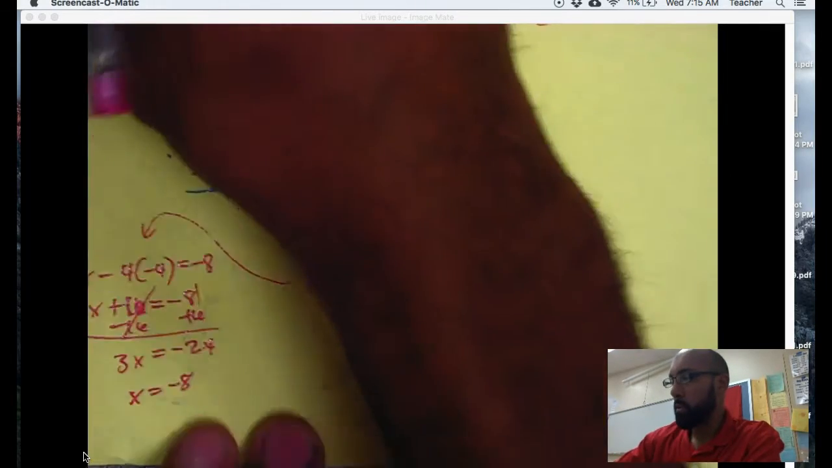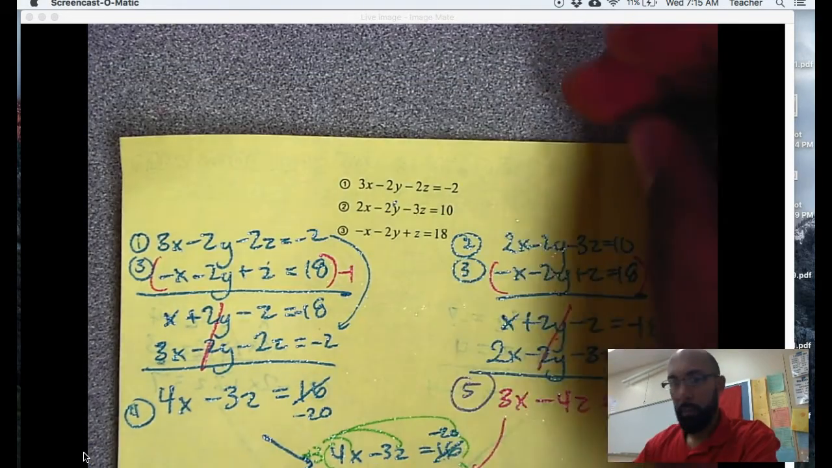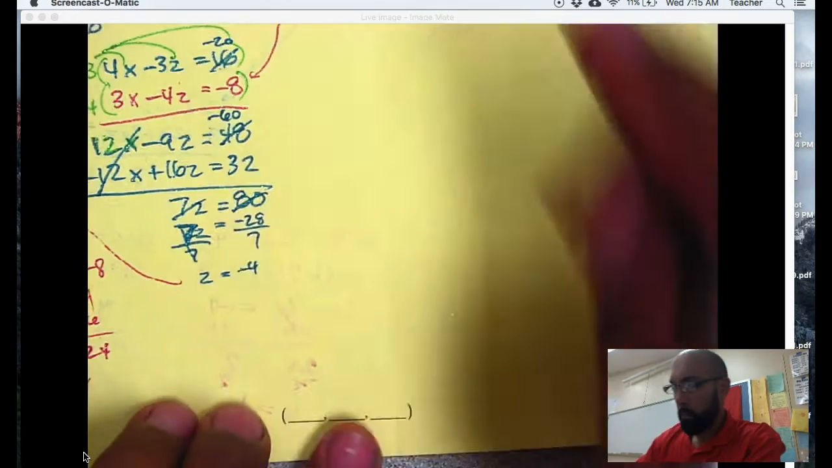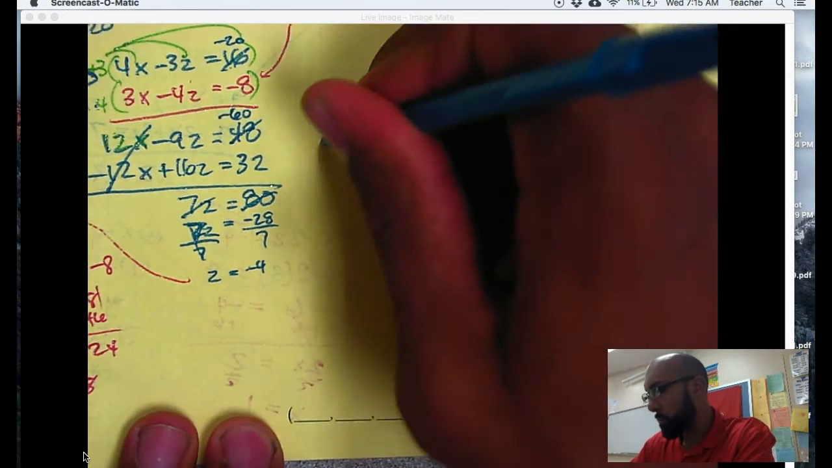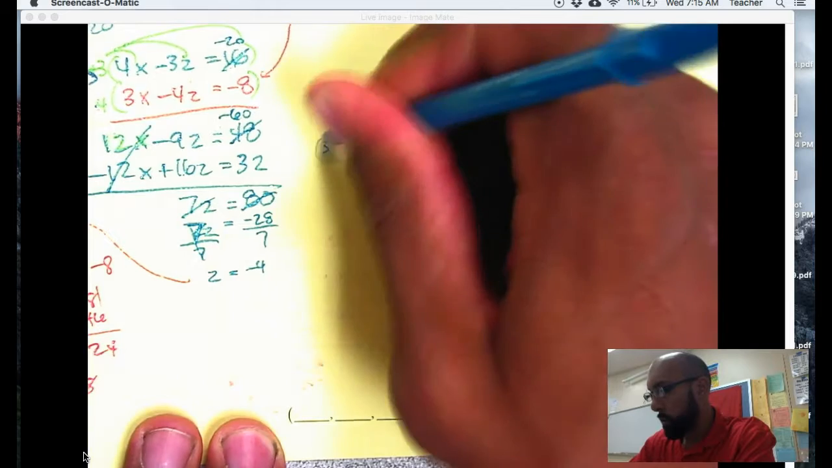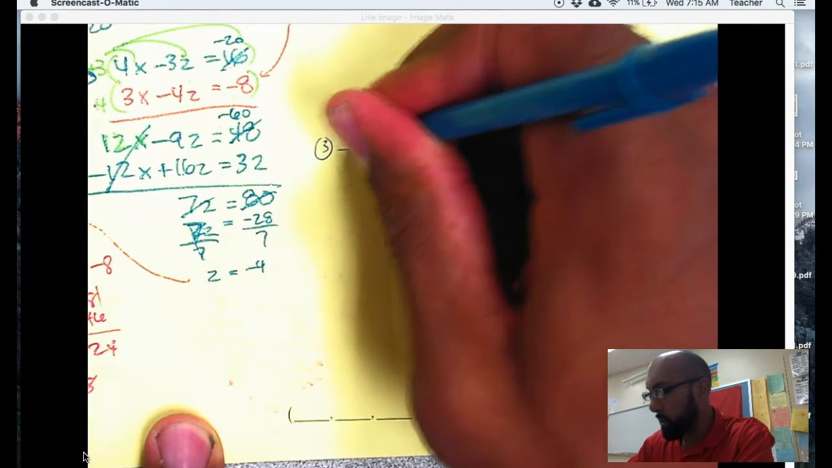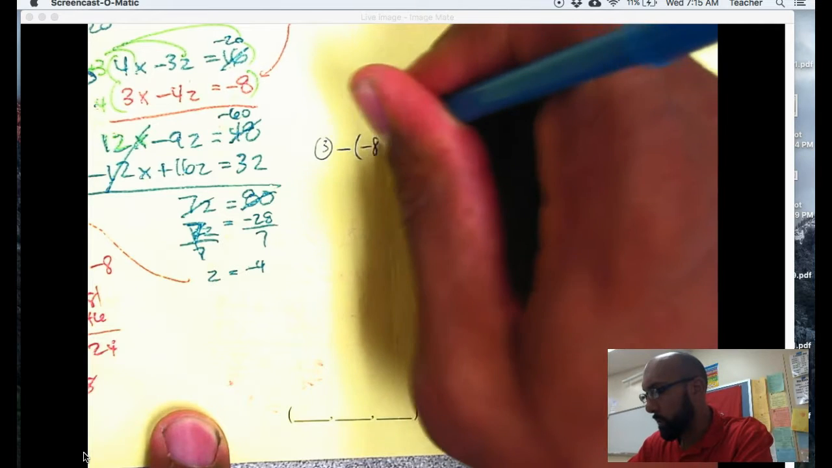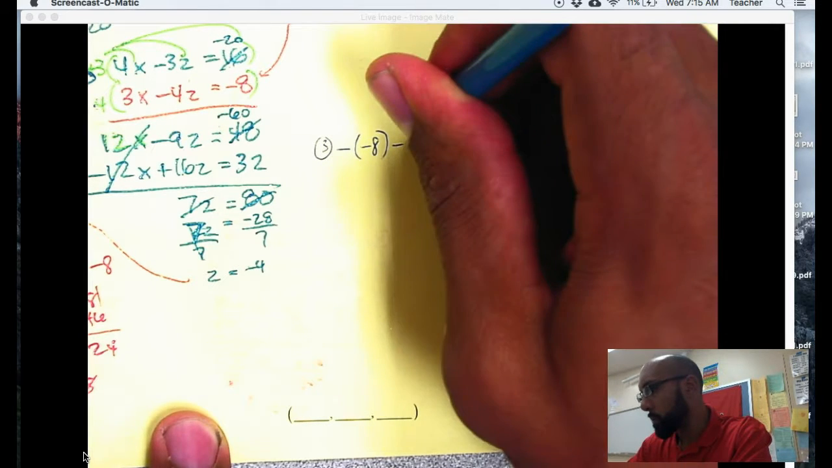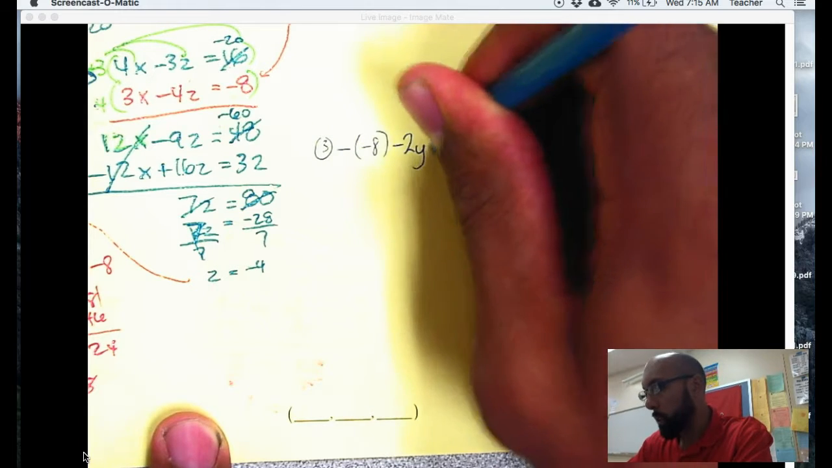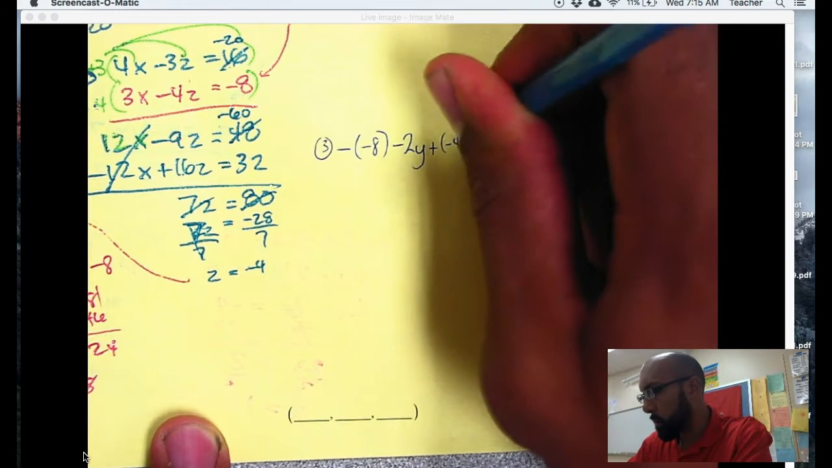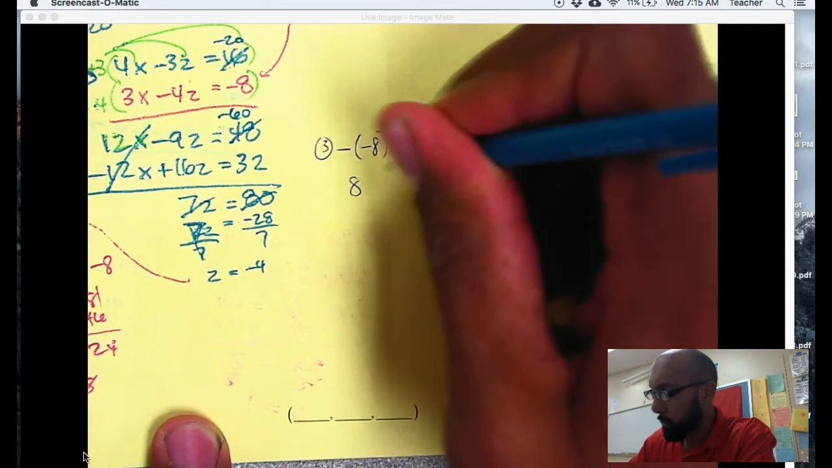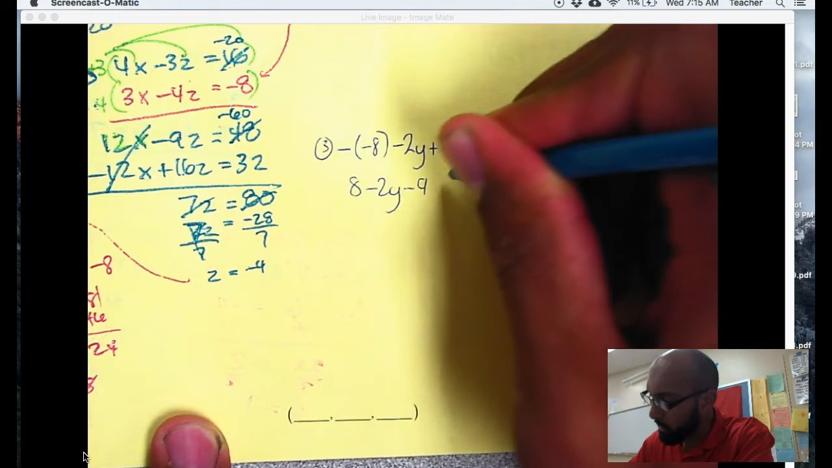But again, like I told you, now you gotta find the third variable. So what I'm gonna do is take one of the equations from up there. Let's go ahead and I'll take equation 3. Take equation 3 over here. Let's actually go up a little higher. And I'm gonna plug in x. So it's negative times x, so -8. And then minus 2y plus z, and z is -4, equals 18.